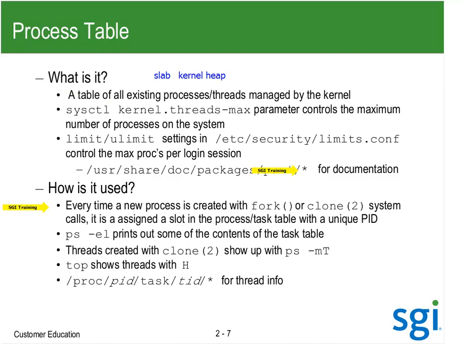So every time a new process is created with either a fork or a clone, it's assigned a slot in the process table, or internally they call it the task table, and it gives it a unique PID. ps -el prints out the contents of the task table. I can also go into crash and print out the task table. Threads created with clone will show up with a ps -mT, capital T for threads. And when I'm in top, I need a capital H to see threads. So by default, ps and top are not showing me threads, just processes.